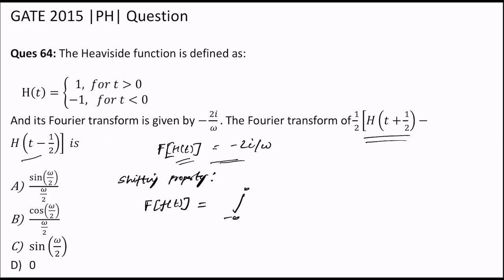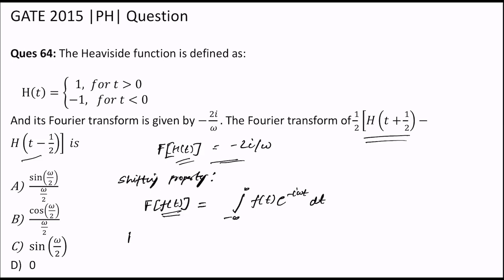Now we have to find the Fourier transform of another function, which is half times h of t plus 1 by 2 minus h of t minus 1 by 2. In order to solve this question, we'll use the shifting property. For example, if we have any given function f of t, whose Fourier transform can be written as the integral of f of t times e to the power minus i omega t dt. This is a general way to write the Fourier transform of any function f of t.